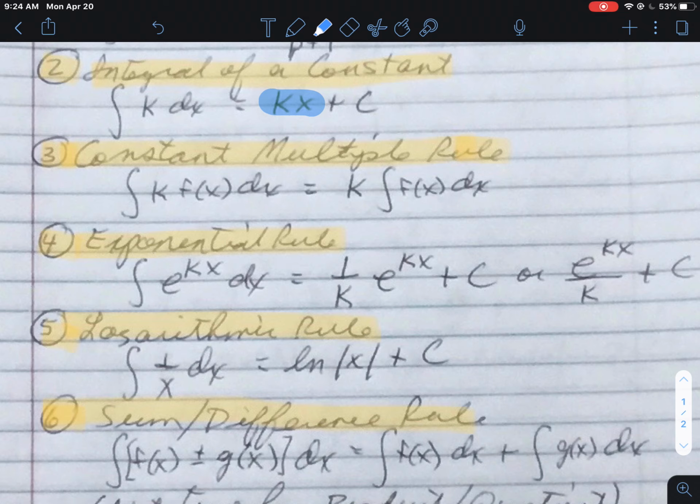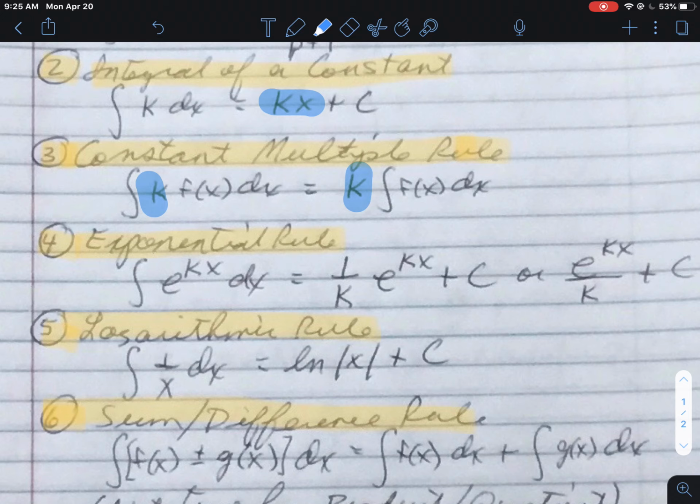Number 3, there is a constant multiple rule. The integral of a constant times a function is equal to the constant times the integral of the function. So in other words, if I have an integrand that contains a constant factor, I can pull that constant out of the integral. And it just makes working with the integrand a little bit easier. Right? So now I can find the antiderivative of our function and then just multiply that by the constant. So that's the main usefulness of that rule.